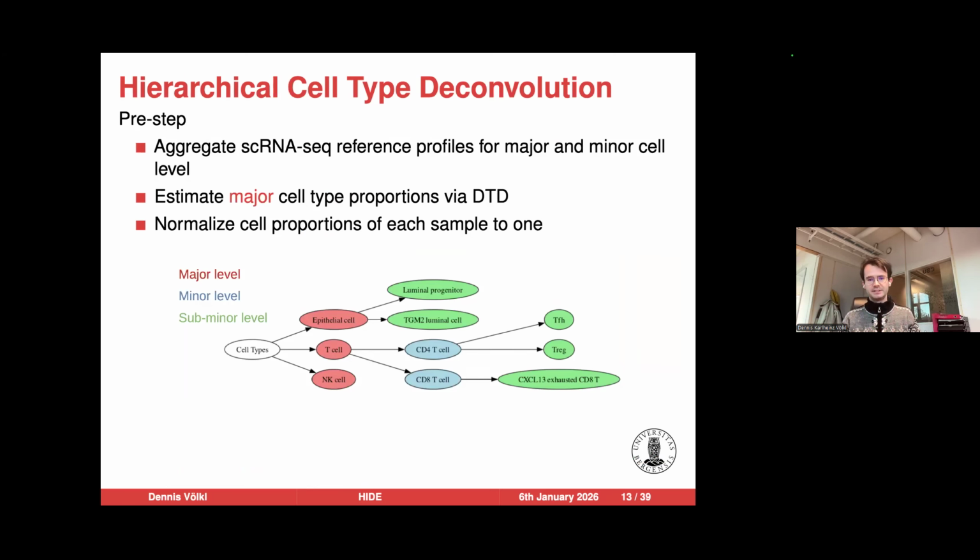The first step, therefore, is that we aggregate the single cell RNA reference profiles to get reference profiles for the major and the minor cell types. This is done via a user-defined hierarchy, so we do not automatically infer how those cell types match together. You need to put this into the algorithm. And then we learn gene weights specific to distinguishing between those major cell types, like epithelial cells and T cells. And as we assume, which is a model assumption, that we know all cell types present in a tissue, we normalize the result then to 1.